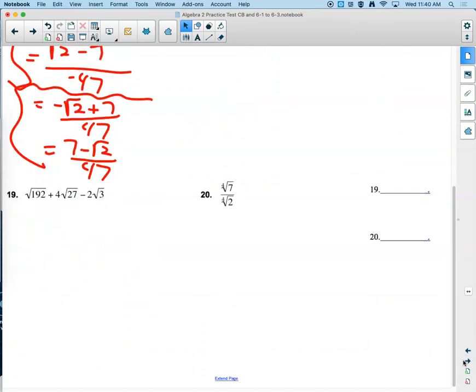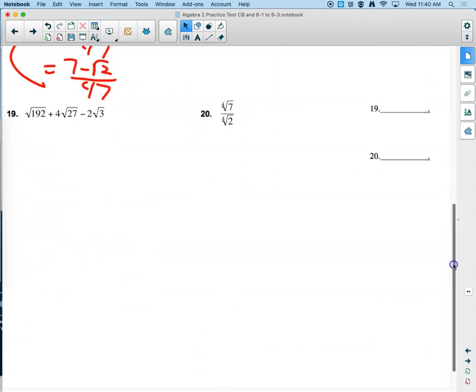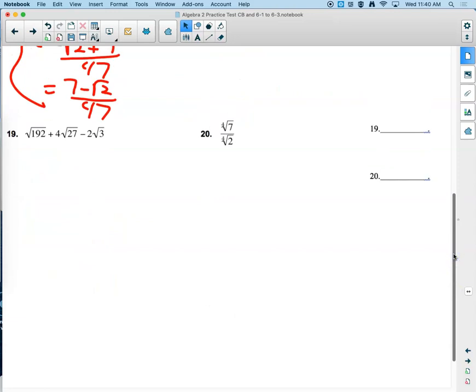Number 19. We can only add and subtract like radicals. So I don't know about you, but I'd like to have a place to start. Out of all 3 of these radicals, which one of those is the smallest one? 2 square roots of 3. So the only way we'll be able to do this problem is if 3 divides nicely into these other numbers.